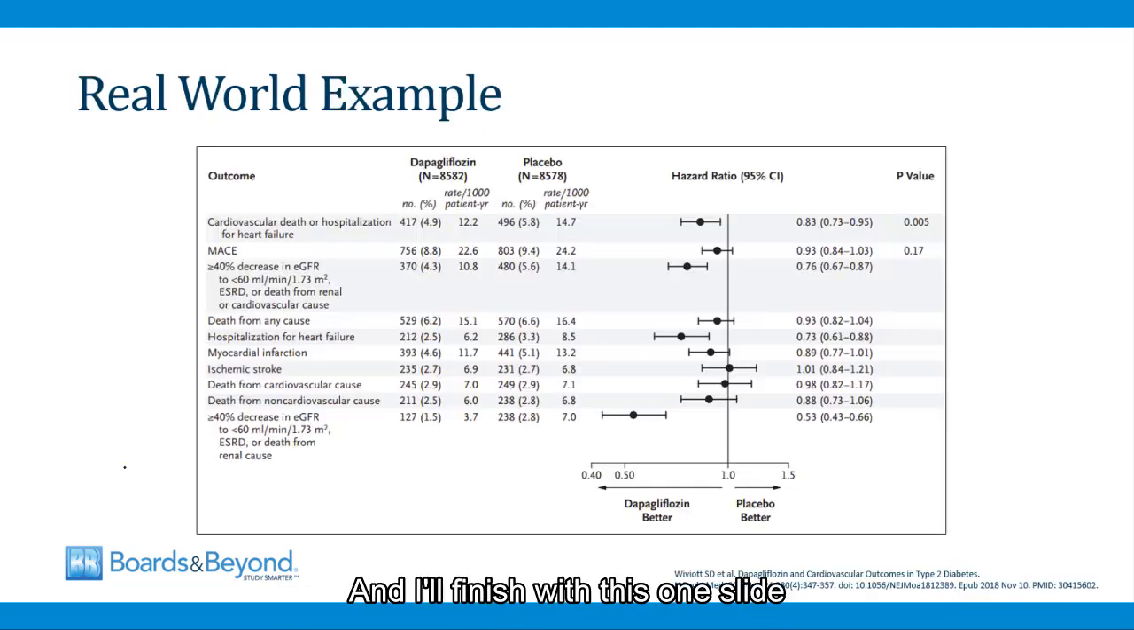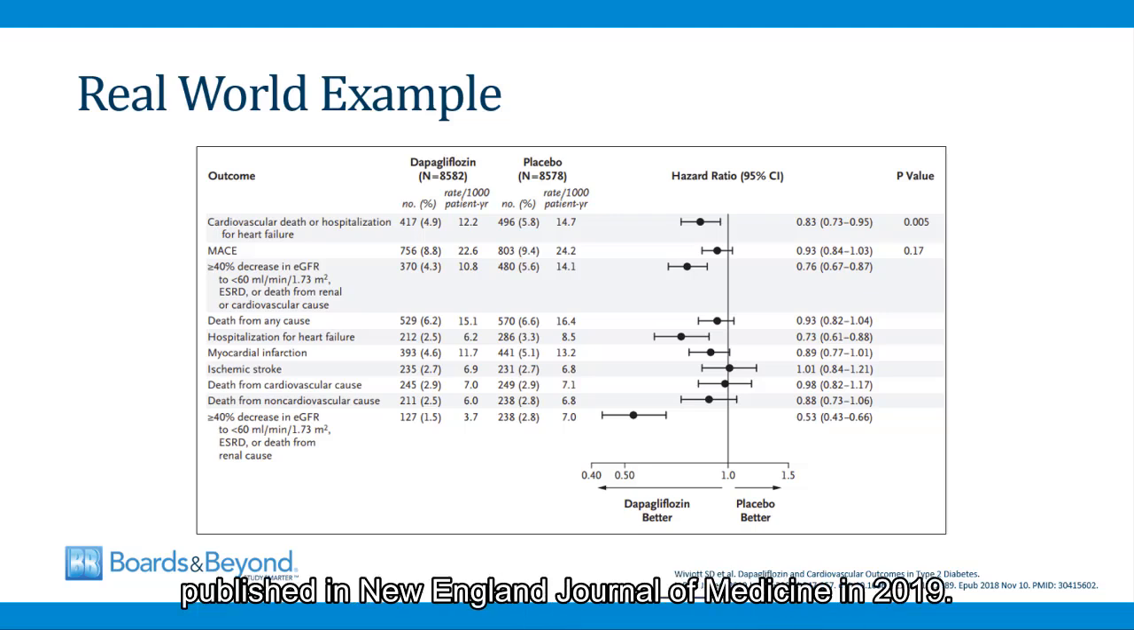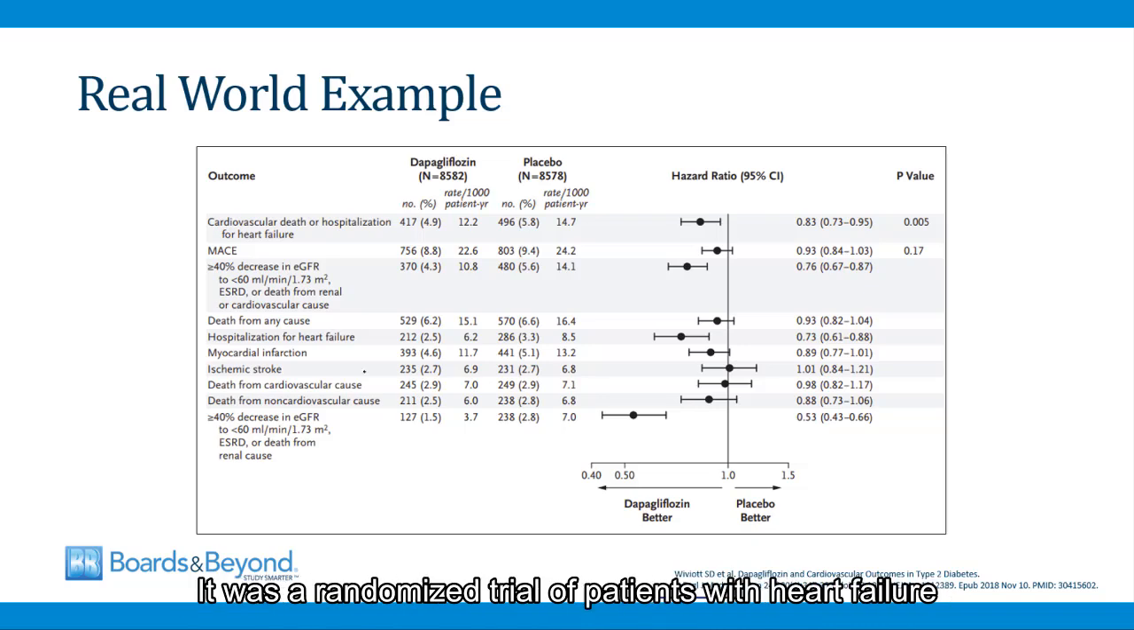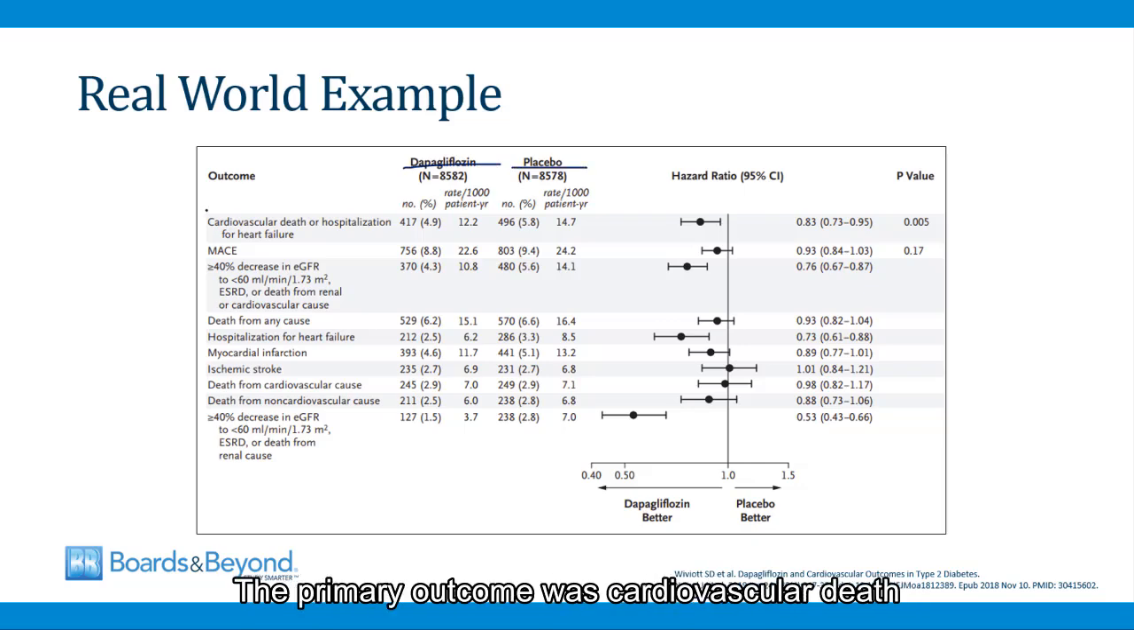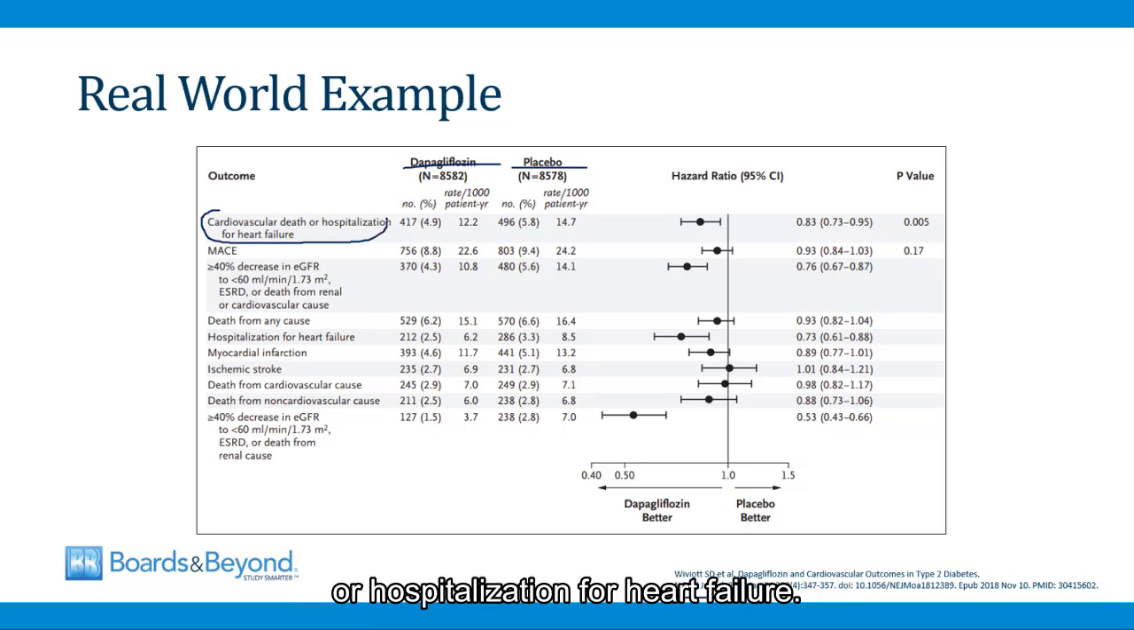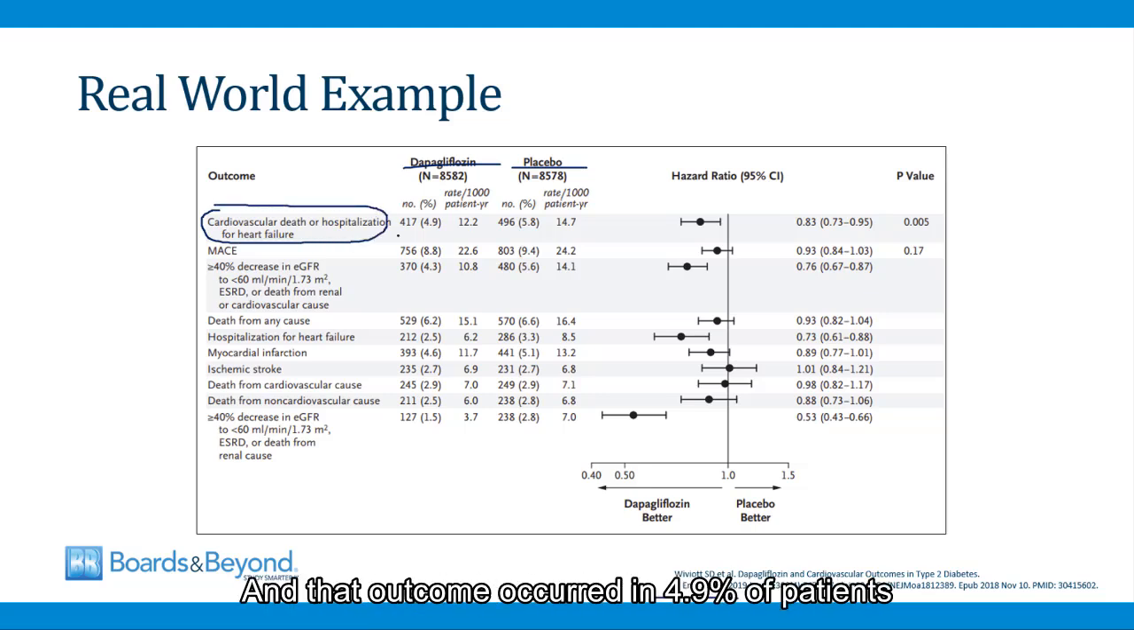And I'll finish with this one slide to show you a real-world example of how you can apply the concepts we talked about in this video. So this slide is from a clinical study published in New England Journal of Medicine in 2019. It was a randomized trial of patients with heart failure, and patients were randomly assigned to receive either the diabetes drug dapagliflozin or a placebo. The primary outcome was cardiovascular death or hospitalization for heart failure, and that outcome occurred in 4.9% of patients who received dapagliflozin and 5.8% of patients who received placebo.